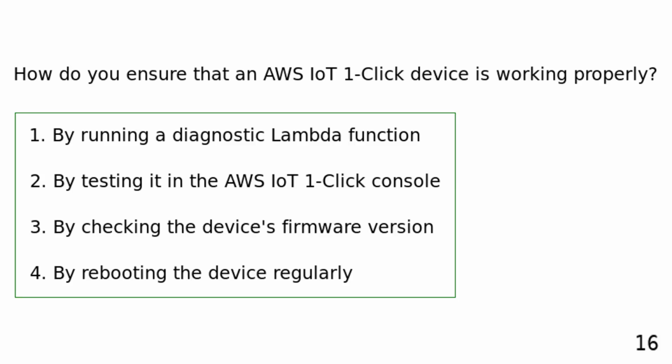How do you ensure that an AWS IoT one-click device is working properly? By running a diagnostic Lambda function. By testing it in the AWS IoT one-click console. By checking the device's firmware version. By rebooting the device regularly.